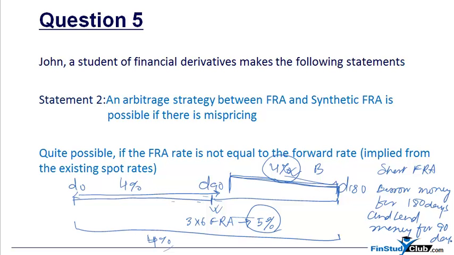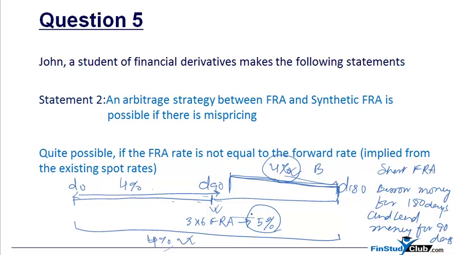Okay, that's what we are going to do. So I'm going to borrow money for 180 days at the LIBOR rate of 4%. I'm going to lend the same amount of money at 4%, which is the 90-day LIBOR, for 90 days. And the moment I get back the money at the end of 90 days, I do have the FRA by way of which I would be able to capture another 5%. So that will help me create a scope for making money.